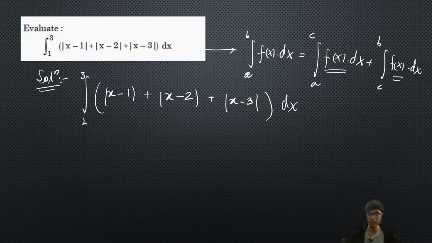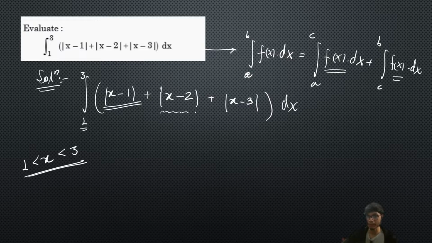You can see that x is lying between 1 and 3. Since x is greater than 1, the first mod is always going to open up with a positive sign. But the problem is we don't know in what fashion x minus 2 and x minus 3 are going to be evaluated.